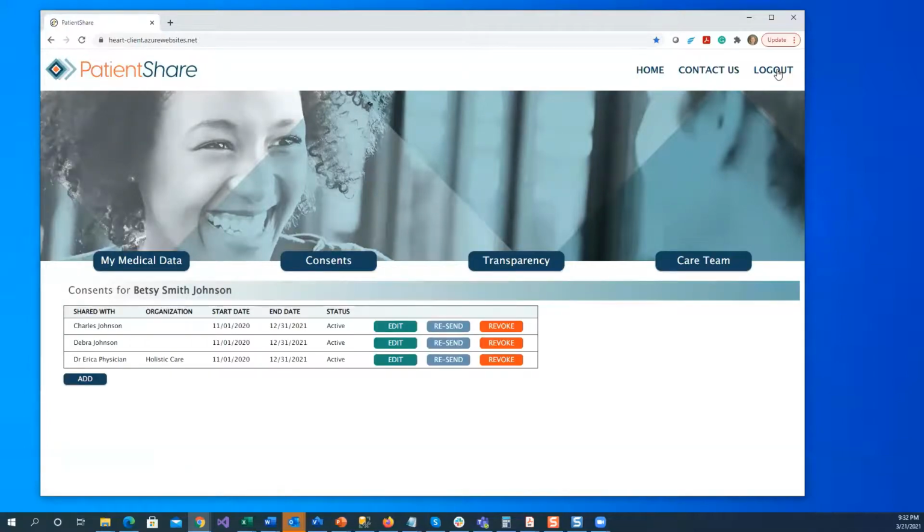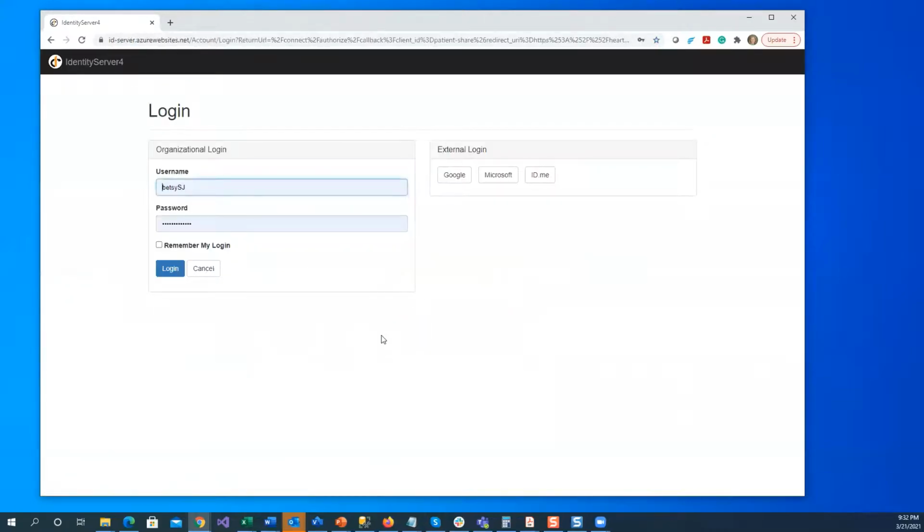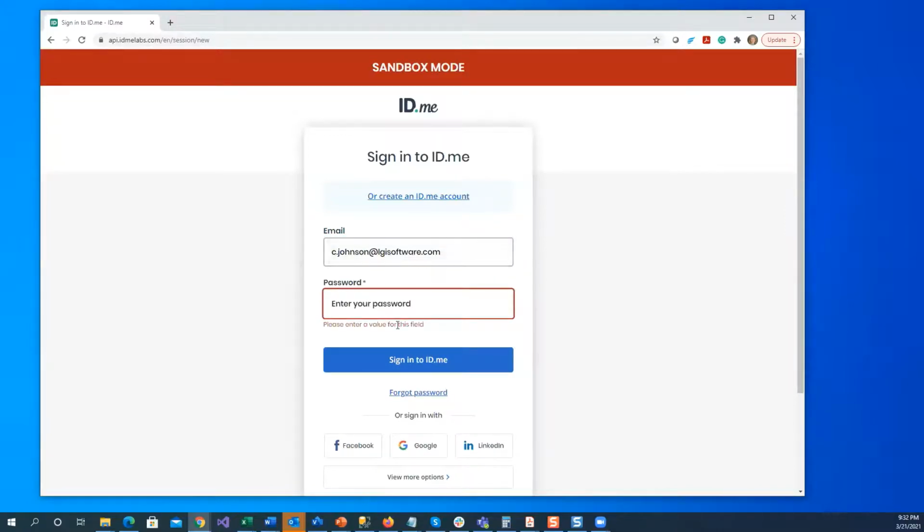So now what I'm going to be doing is logging off as Betsy, and we're going to log back in as her son, Charles. In this case, I'd like to demonstrate logging in with ID.me. In this particular case, her son, Charles, has already been identity proofed, so he's already known to ID.me. So he's going to go ahead and enter his email, and then his password.